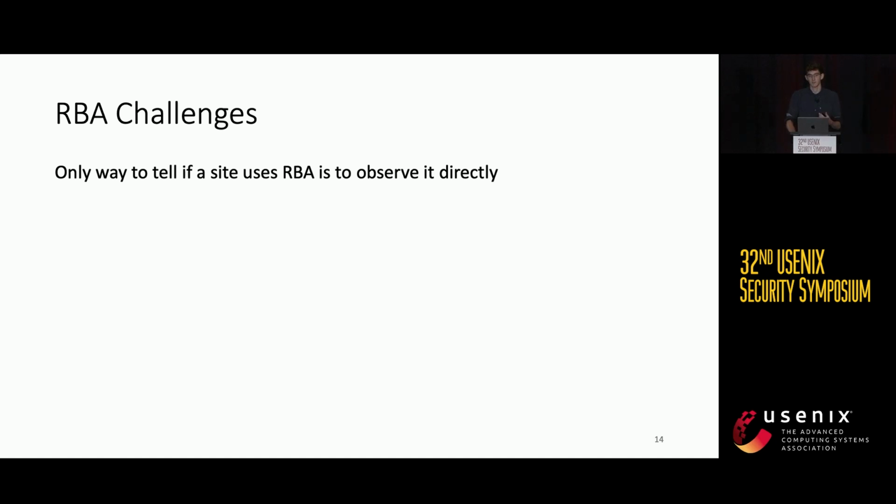For RBA, however, there are substantial challenges that need to be overcome, because the only way to tell whether a site uses RBA is to actually observe it directly in response to a suspicious login. Remember, it's supposed to be transparent to users who don't turn on MFA, so it's not under their control to turn on or off. And it's not something that can be gleaned from login page information either.